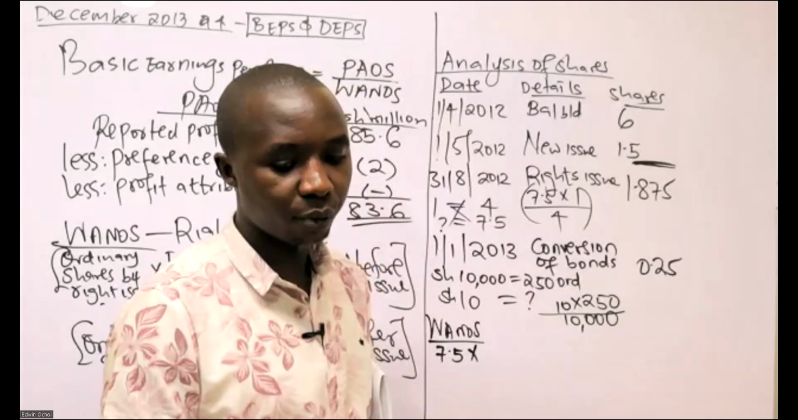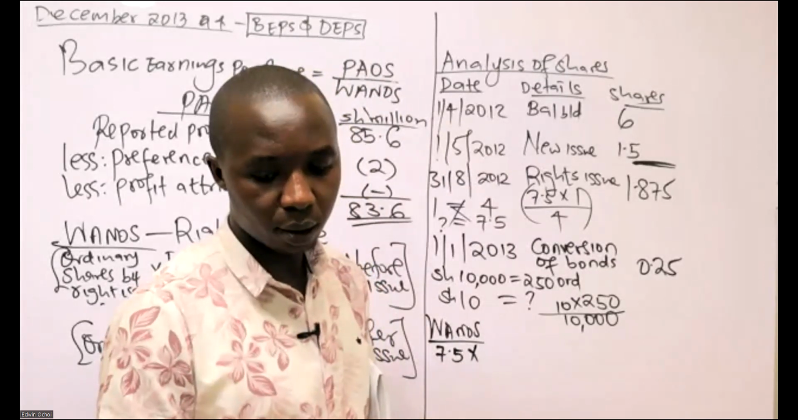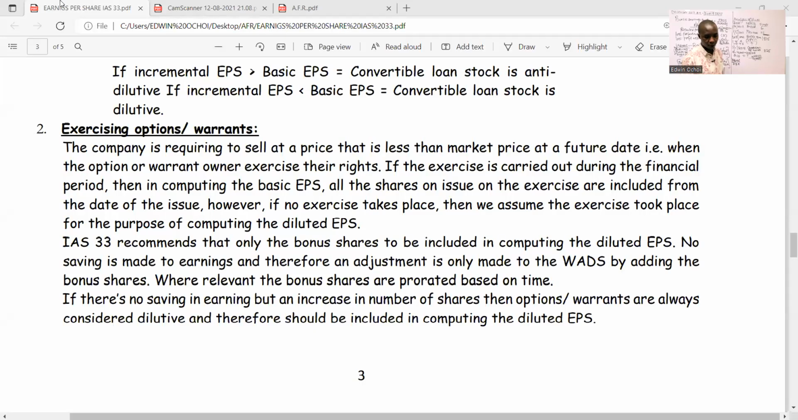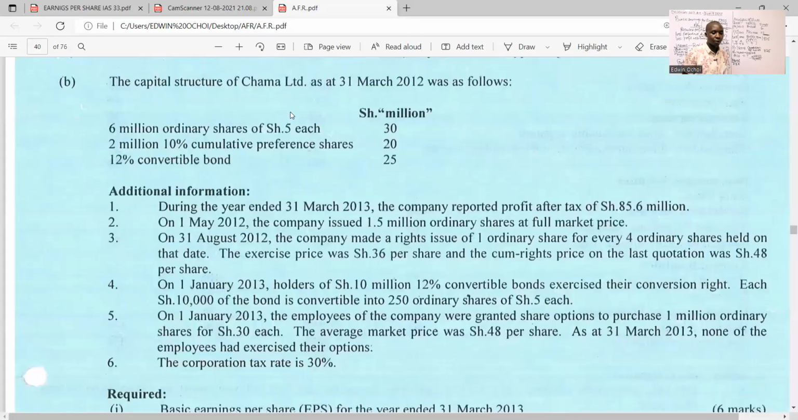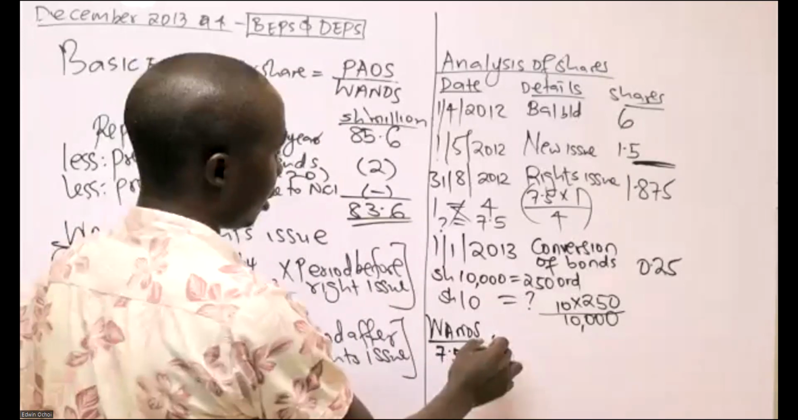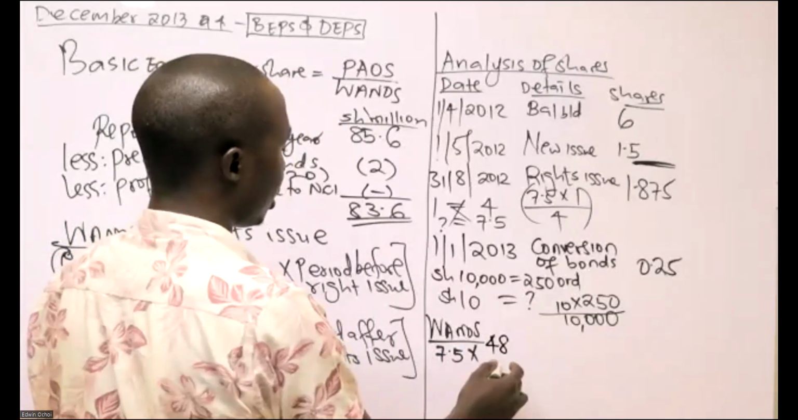So going to that additional information number 3, what did they say? Number 3, they said this. In that additional information number 3, they said on 31st August 2012, the company made a rights issue of 1 ordinary share for every 4 shares held. The exercise price was 36, and the cum-rights price on the last quotation was 48. That is our fair value. The exercise price of the rights is 36. So the 48 is the price on the last day of the quotation.